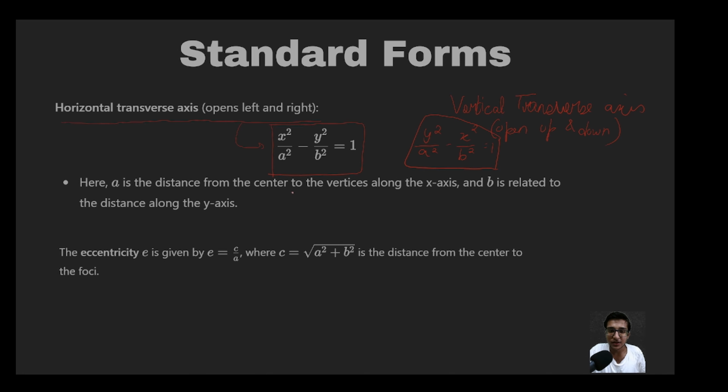Here a is the distance from center to the vertices along the x-axis and b is related to the distance along y-axis. Now b again is imaginary, but the value of b is real. The reason we are considering the variable b as imaginary, don't confuse yourself with that. And e is again written as c by a, and as we had looked in the previous slide, c is nothing but root under a square plus b square upon a.